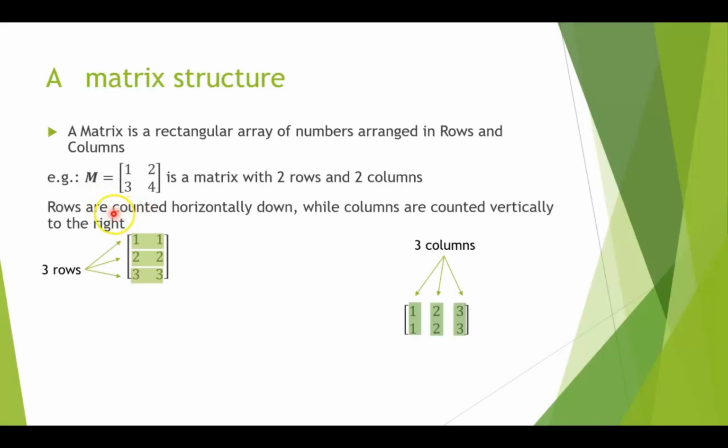And also, rows are very easily defined. They're counted horizontally down. So this is 1, 2, 3 rows. And the columns are counted vertically to the right. So this is 1, 2, 3 columns.